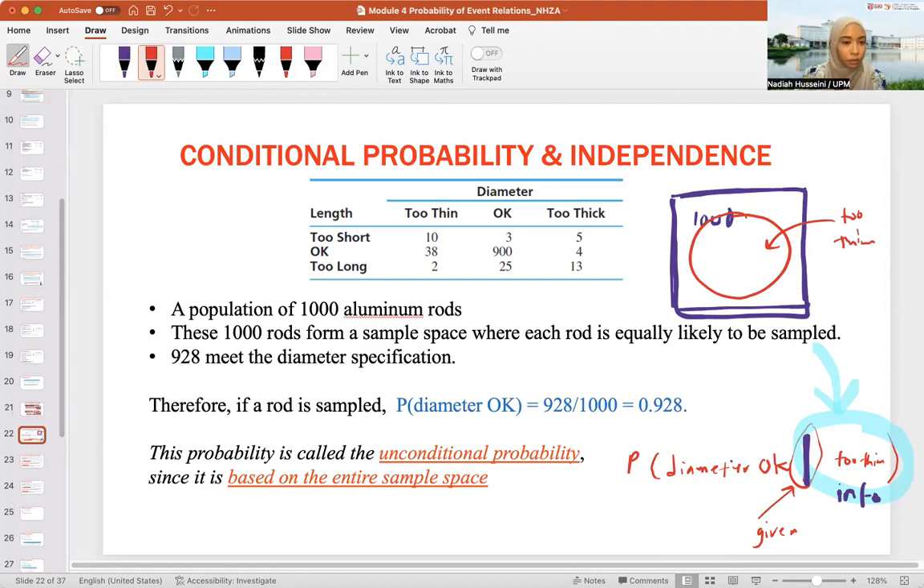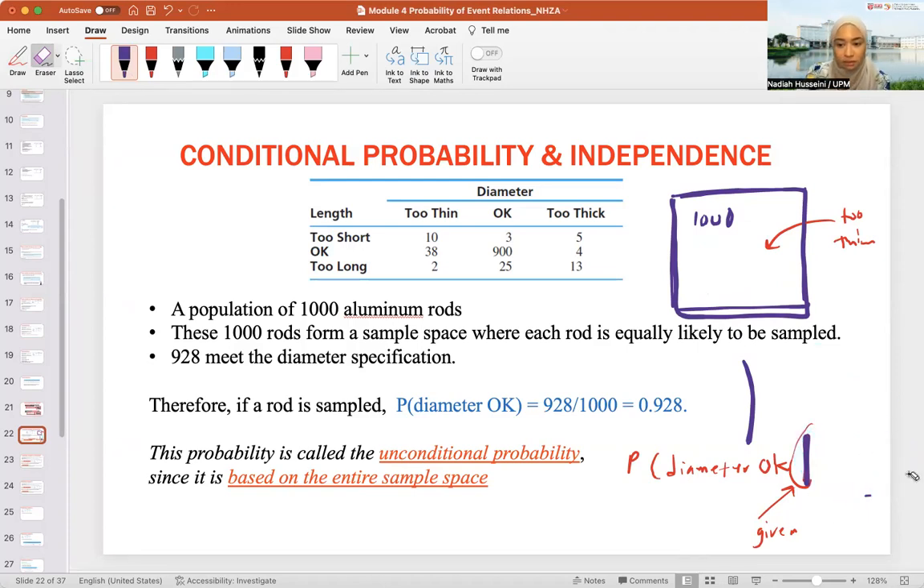Now I want to know what is the probability that the diameter is okay, given that it is too thin. Let's say the event that the diameter is okay is over here. So only this part overlaps with too thin. Therefore, only this part is your probability. It has to overlap. It's almost like intersect, but in this case, we say that too thin is the parameter that limits your sample space. So that is your conditional probability. That's just a recap.